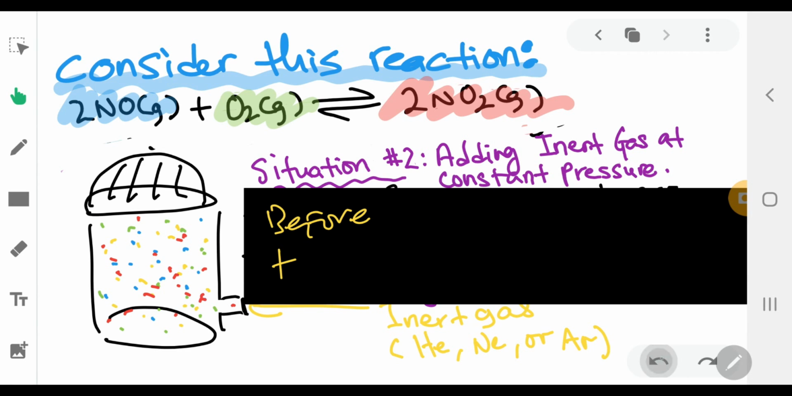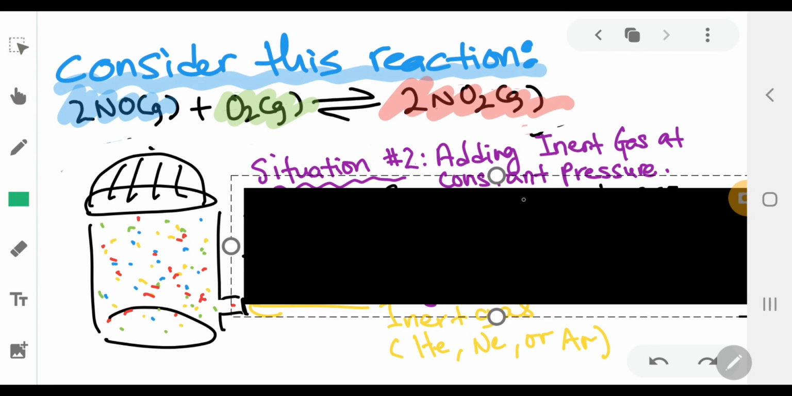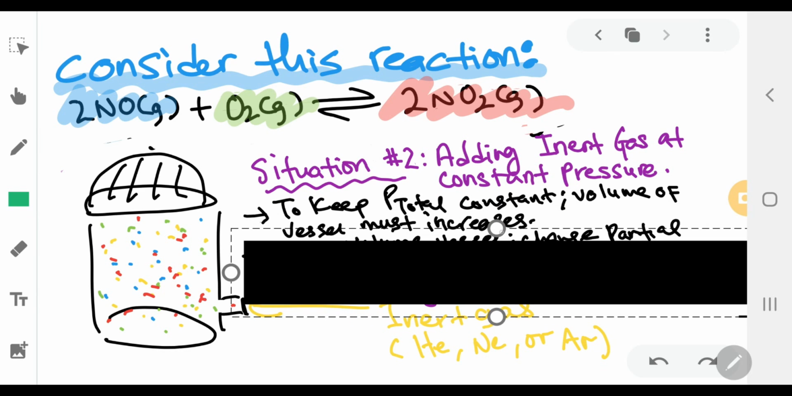Okay, so let's have a look at how you're going to write your answer in the exam. So to keep the total pressure constant, the volume of the vessel must increase. Okay, so you must increase the volume of the vessel over here because you want to keep the P total constant as you inject inert gas inside. You want to keep the total pressure at 8 atm all the time. So you have to increase the volume of the vessel.